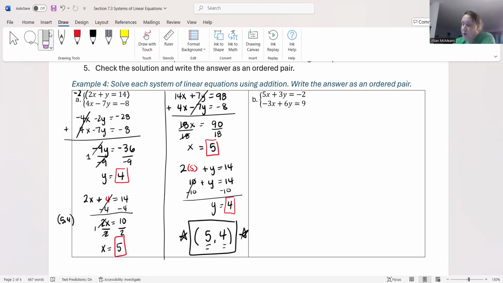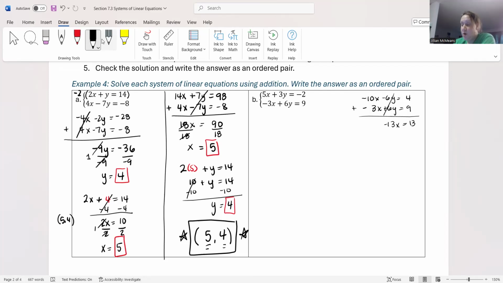Okay? By multiplying the entire top equation by -2, I would get -10x minus 6y equals 4. And then the second equation would stay the same. -3x plus 6y is 9. And if I were to add the two equations, my y's would cancel, leaving -13x equals 13. And we could keep going. Okay? Now, I'm not going to solve it this way, even though this way would be the quicker method.